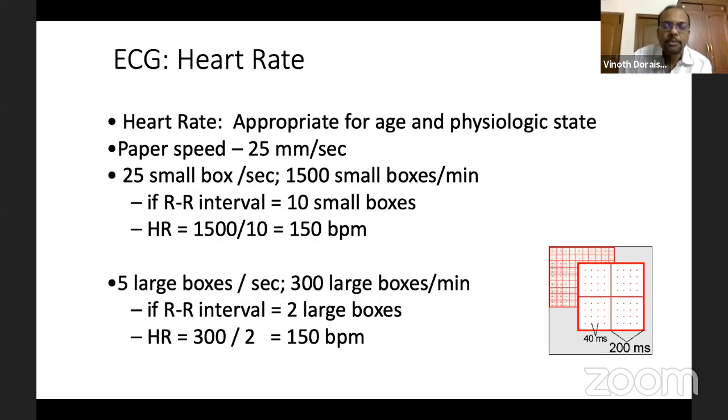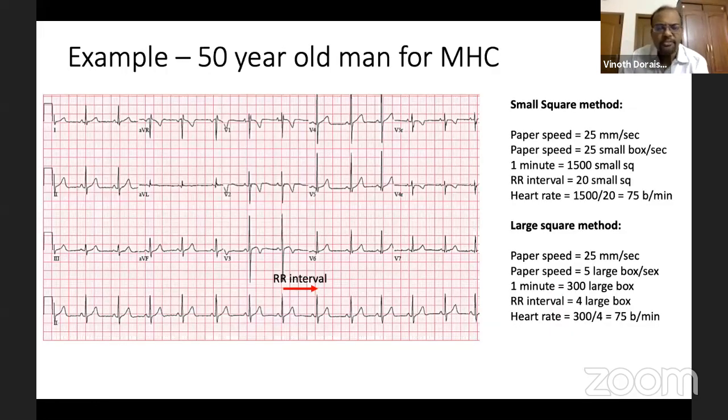Find out how many large boxes the R interval contains. Suppose it's 2 large boxes, then 300 divided by 2, which is 150 beats per minute. So it's the same. So we'll come to an example. It's a 50-year-old man who came just for a normal master health checkup. So now you want to calculate the heart rate.